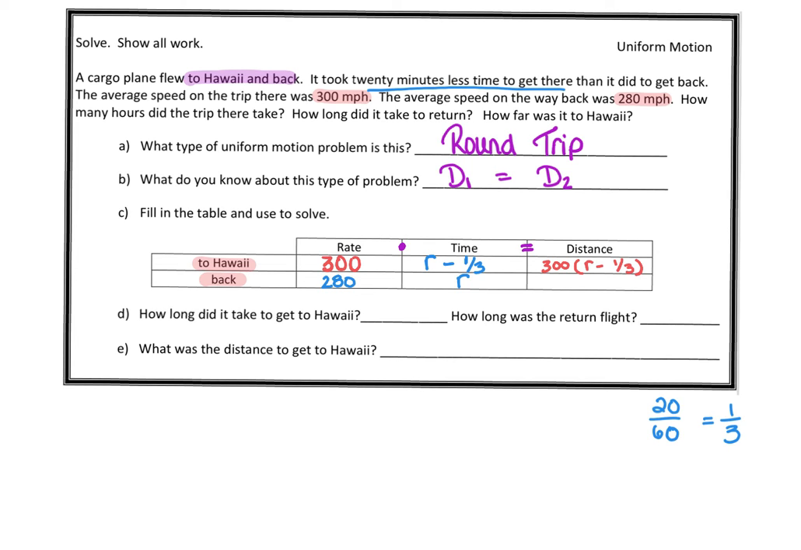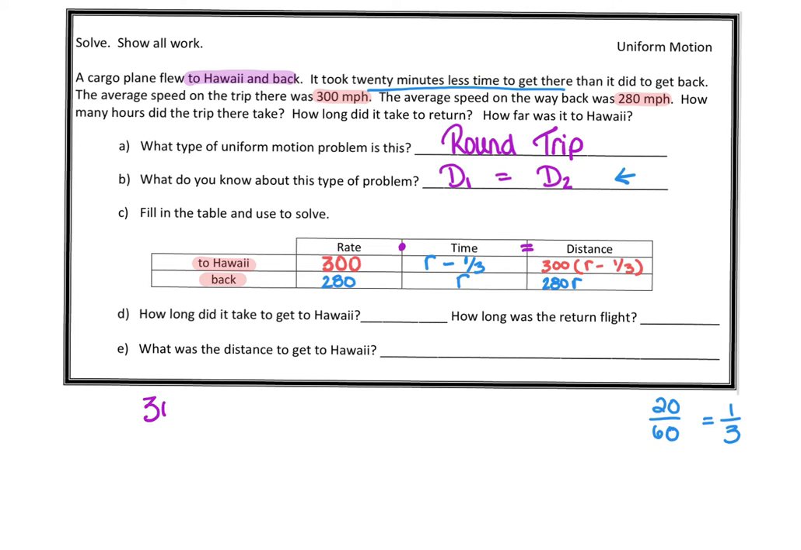My distance on the way back is my rate multiplied by my time. That is going to be 280 times r. So my chart is completely filled out. How do I solve? Well, I go right back up here to say, what do I know about these distances? I know that they are the same. So that's what I'm going to do. I'm going to take these distances and set them equal to each other.